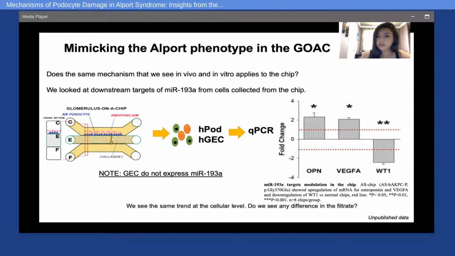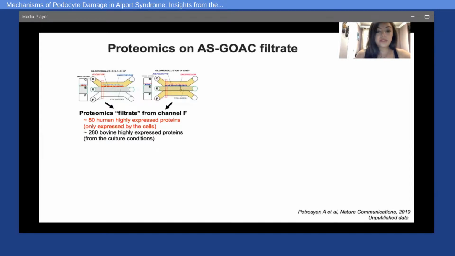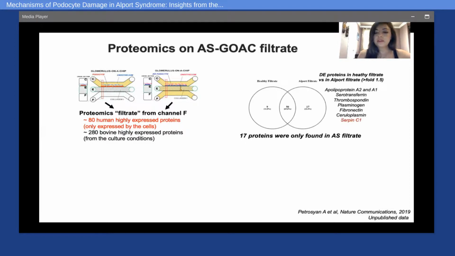What about the filtrate? Since we have this perfect system to also collect the filtrate, we've performed proteomics on the Alport glomerulus-on-a-chip filtrate. We've collected the filtrate and identified 80 human highly expressed proteins. We do use FBS in our media, so we've excluded the 280 bovine highly expressed proteins from the media. But from the 80 human highly expressed proteins that we've identified in the filtrate, we've only found 17 that were in the Alport filtrate. These were serpin C1, thrombospondin, fibronectin.